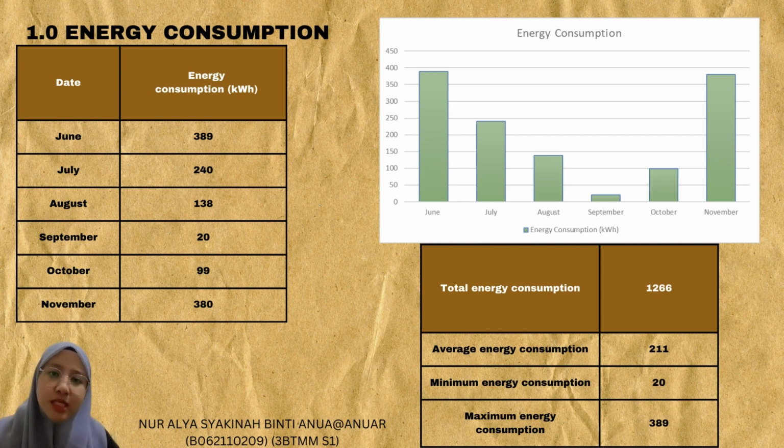Okay, total for these 6 months is 1266 kilowatt. The average energy consumption is 211 kilowatt. Next, the minimum energy consumption is 20 kilowatt and the maximum energy consumption is 389 kilowatt.